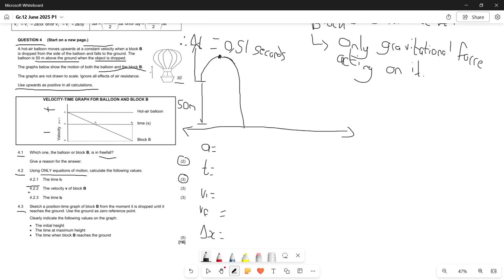And then 4.2.2, the velocity V of block B. So the velocity V is over here. It is the final velocity when the ball hits the ground. Okay, so it was 50 meters above the ground and it says it falls to the ground. So V over here is the final velocity when the ball hits the ground. So the question following that is T2, and that is the time that it hits the ground, but we'll get there. So the velocity V of block B.